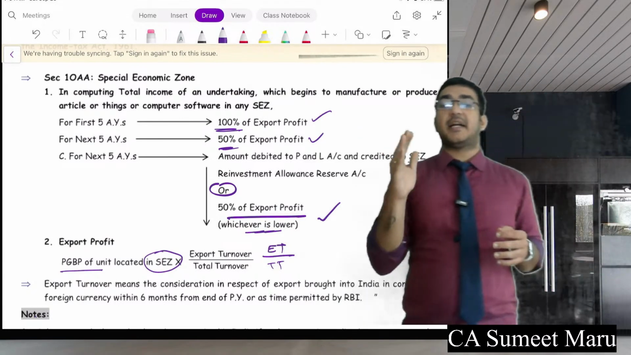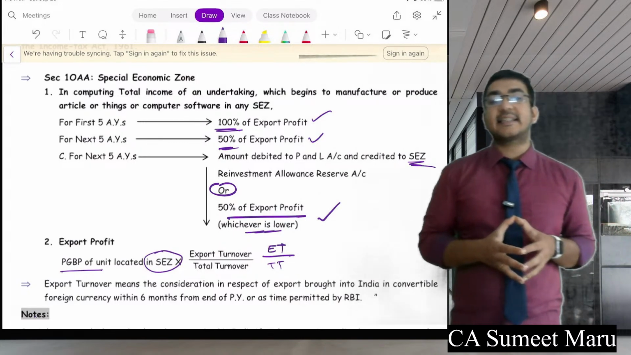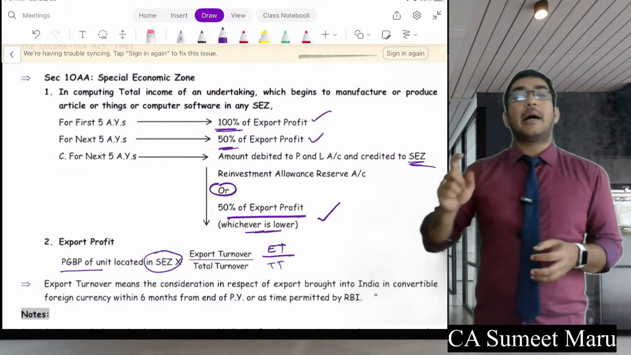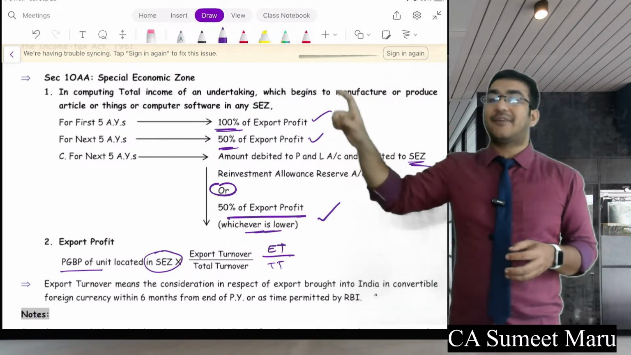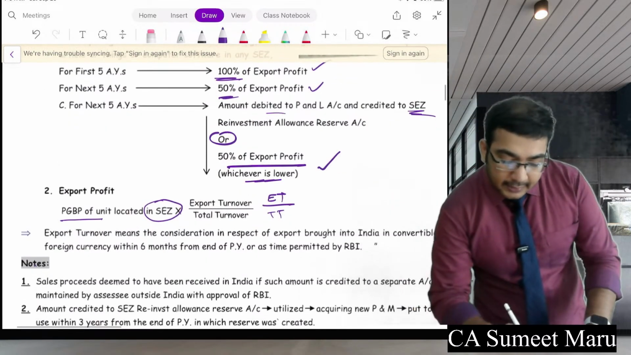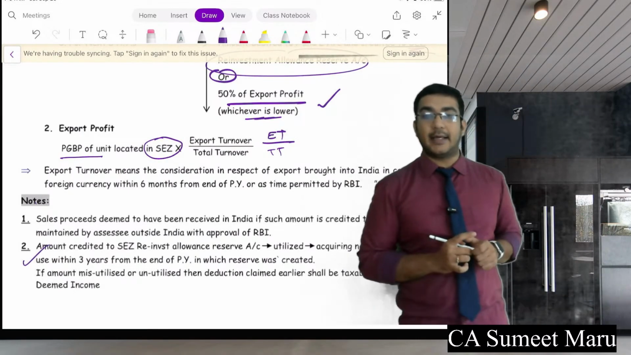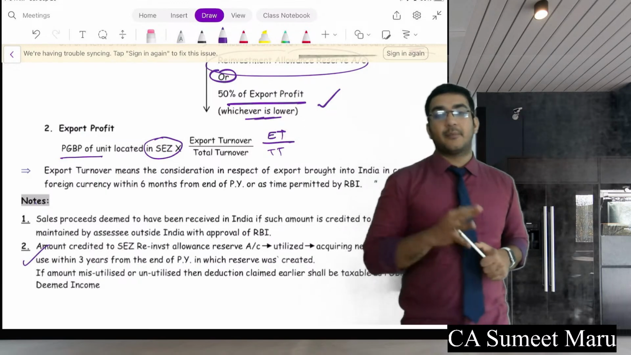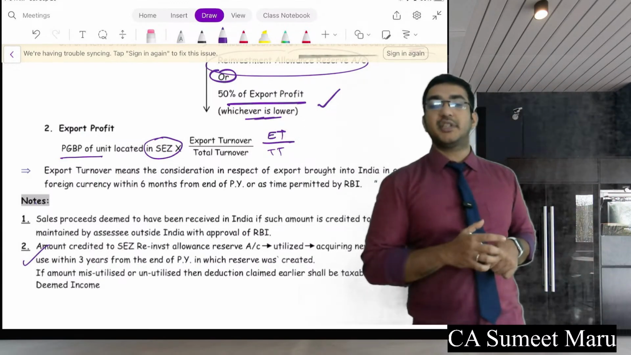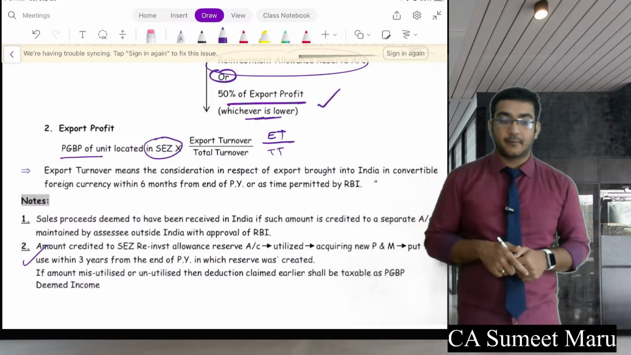The next 5 years, starting from 11th to 15th year, your exemption would be how much, guys? In this case, your exemption would be 50% of your export profit, or the amount you credit to your reinvestment allowance reserve, whichever is lower. Whatever amount you credit here in the reinvestment allowance reserve has to be utilized to purchase new plant and machinery up to 3 years from the credit. If you have not purchased any new plant and machinery with this amount by the end of 3 years, then this will be added back to your tax liability. Everyone clear?